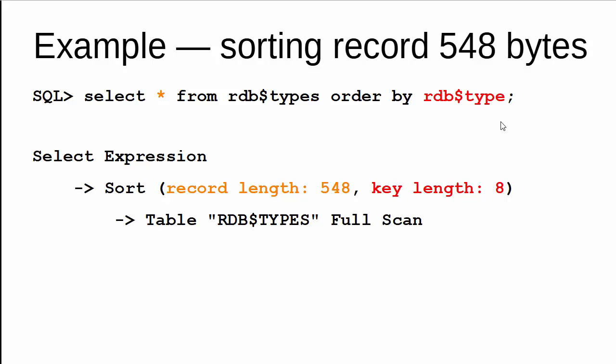If we put an asterisk in our example, we will see the difference. You can see that the record length to be sorted became 548, but the key length remained 8.